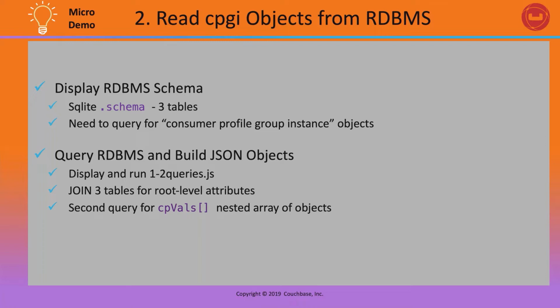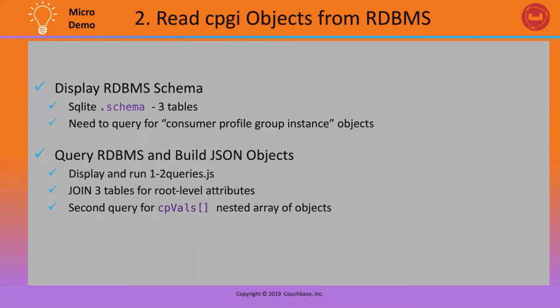This schema came from a relational system. It's got 3 tables in it, which we'll see here in a second. These 3 tables will be joined together for a consumer profile group instance object, is what it's called, the CPGI object. And so I've got some code in Node.js that will join these 3 tables, and we'll take a look at the output real quick to see how it comes out of the relational system right now before we actually get into migrating.